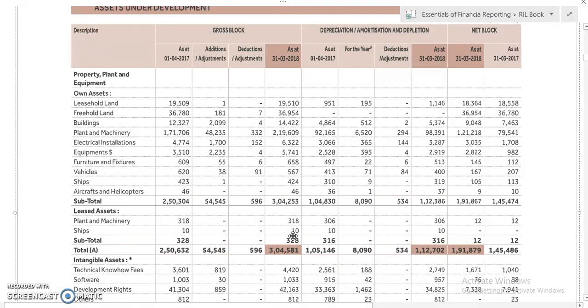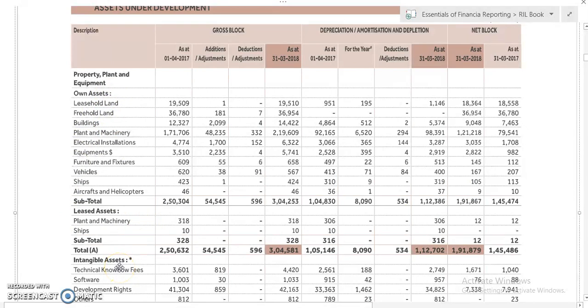This is one of the drawbacks of reading the financial statements. They don't give all the information, and sometimes the information which is given is misleading. They are not complete. For example, here they have plant and machinery, electrical installations, equipment, furniture, vehicles, ships, aircraft. Then they also have some lease assets, and some intangible assets.